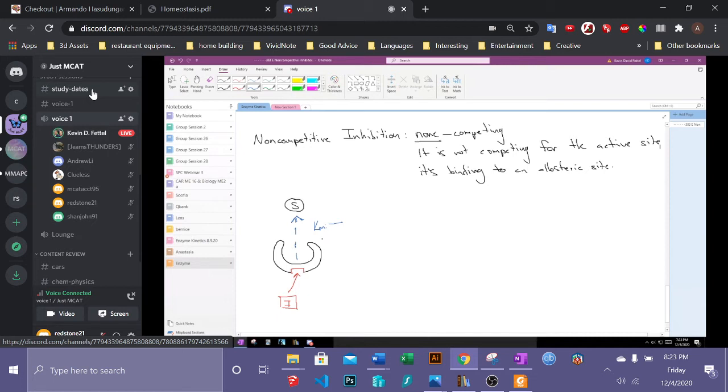Km hasn't changed. What has changed is the Vmax. And clueless, why has the Vmax changed? Just this allosteric binding. You nailed it. Nailed it right on top of the head. Exactly right. So Vmax only changes when there's an allosteric site, so it goes down.